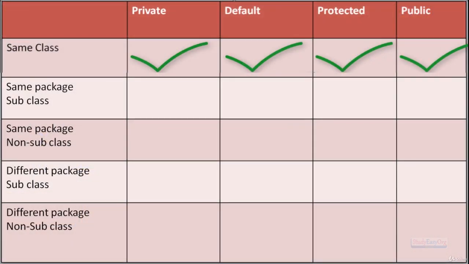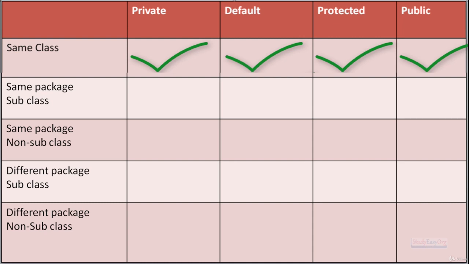Alright, so the first scenario is where the element is within the class, and for example we have a method which is trying to access the element. In that case, there would be no impact of the access modifier, we will get the access. If the element is within the same class, we will definitely get the access.